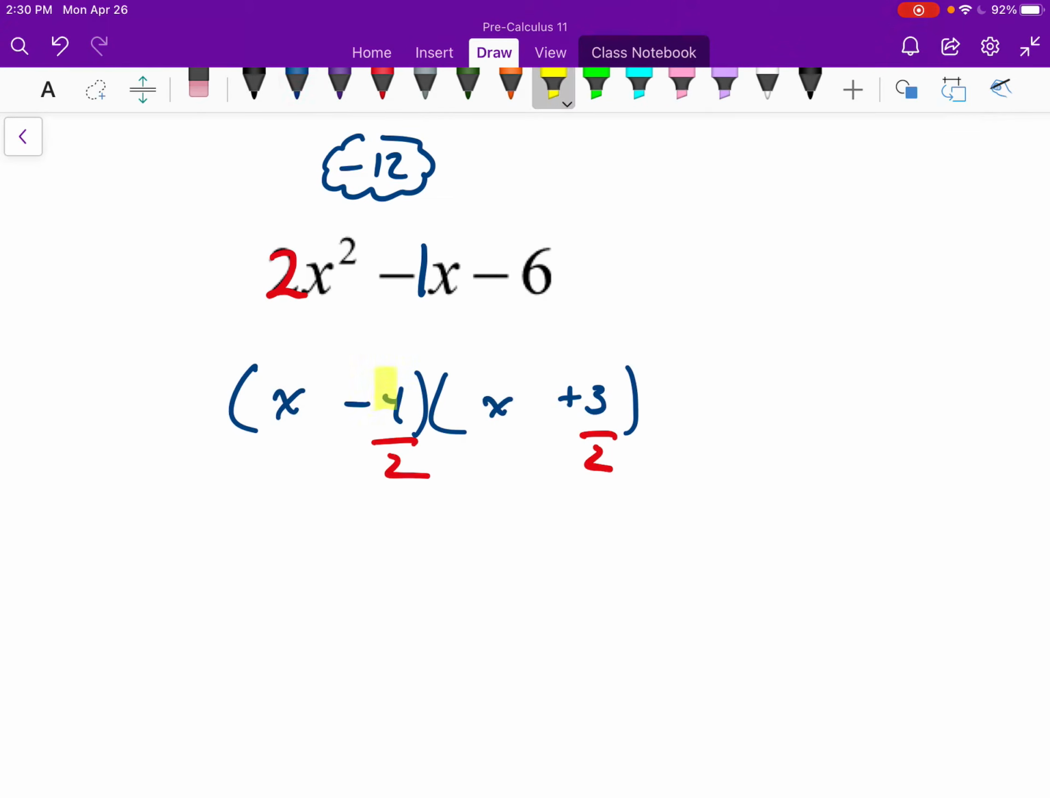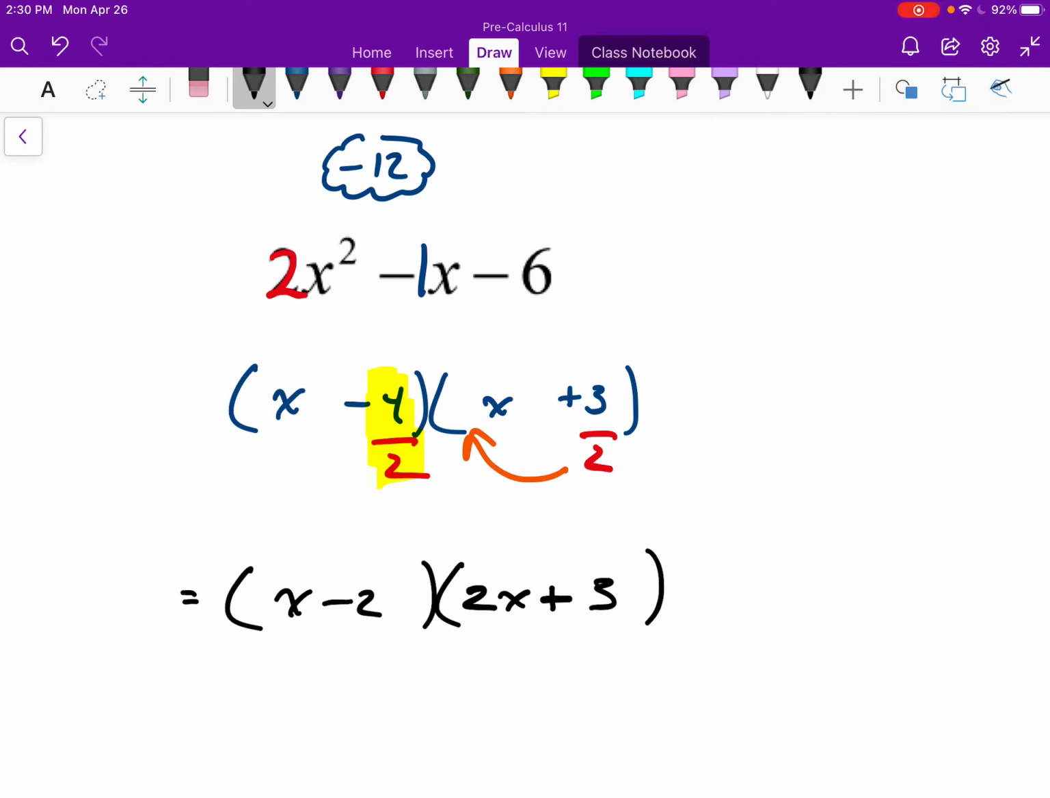For example, if I look at here, negative 4 over 2 is exactly negative 2. It reduces to a whole number. So one of my factors is x minus 2. I'm done that. Next, 3 over 2 doesn't reduce. It's not a whole number either, so swing that 2 up. And my other factor is 2x plus 3. There you go. I'm done.